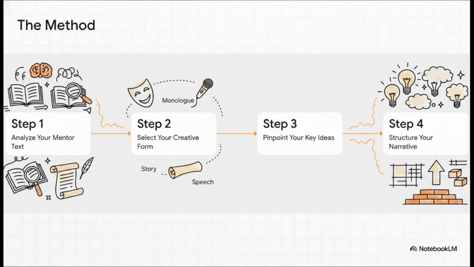First, you dig deep into the ideas in your mentor text. Second, you pick your creative form. Is it a monologue, a story, a speech? Third, you pinpoint exactly which key ideas you want to explore. And fourth, you build the narrative structure. A detailed plan here is everything. It's your foundation for success.